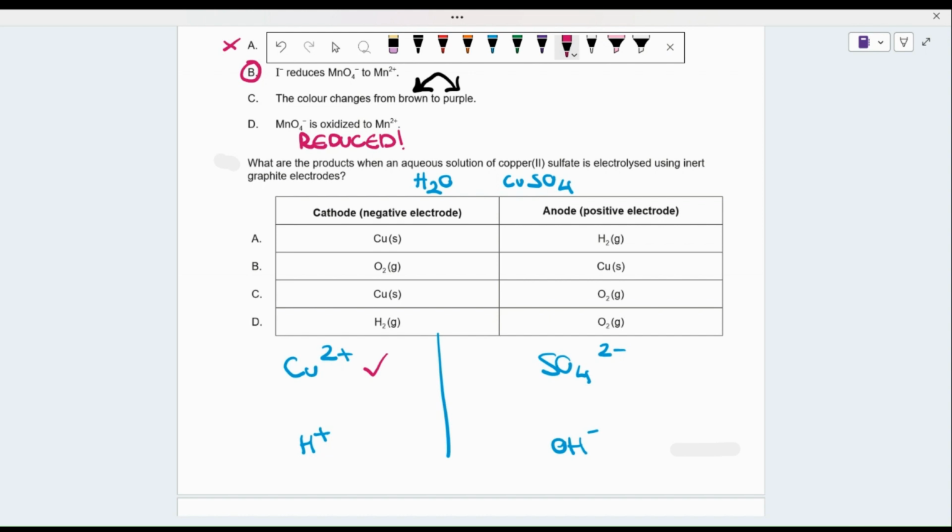Now, the other condition that the question might have added is dilute or concentrated. So that's a different scenario. But in this case, the hydroxyl will win. Really, salts are never oxidized. Sulfates, nitrates, they never really get oxidized. So you know that if you've got a hydroxyl competing with a salt, it's going to be the hydroxyl. So that will be C.